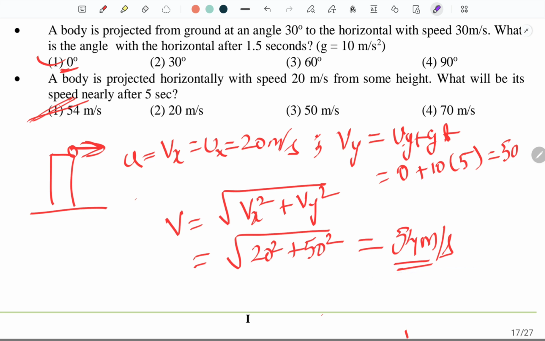Okay, what have we done? Horizontal velocity is given, so there is no vertical component initially. The horizontal component ux, initially, finally, or the total, all three are 20. The vertical component will keep increasing from zero as we move ahead. Here the vertical velocity is zero, but as it goes, it keeps increasing because of g.